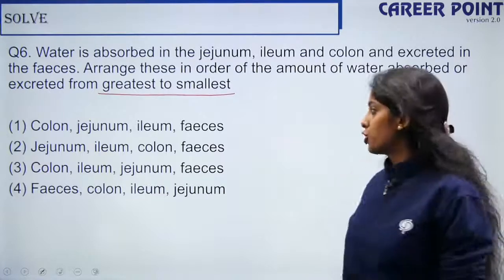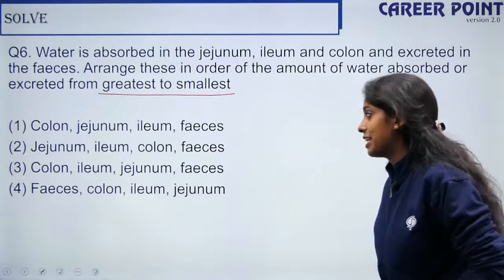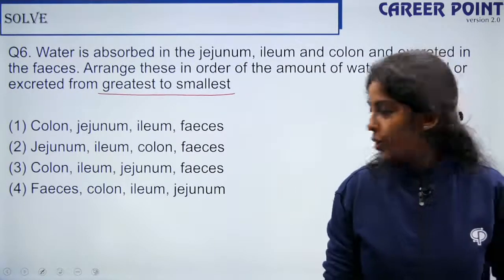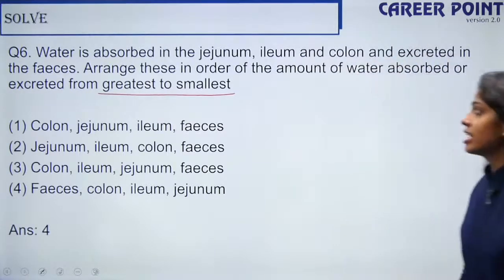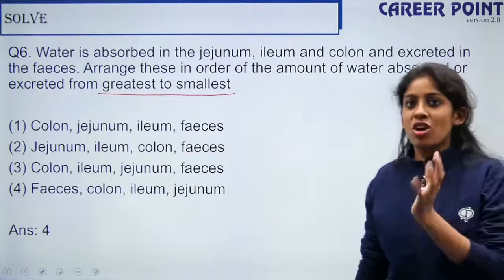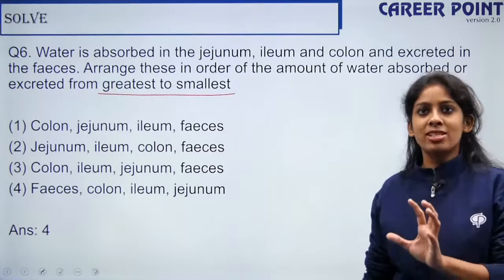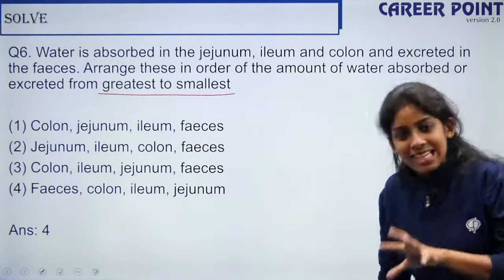Yes, option 2: jejunum absorbs maximum water, then ileum, colon and feces. That is the option that you have chosen. But the right answer arranged from the greatest to the smallest is feces, colon, ileum and jejunum, right? The jejunum is not a highly coiled portion. The ileum is the highly coiled portion, so that is where absorption increases to some extent. But the least is jejunum.